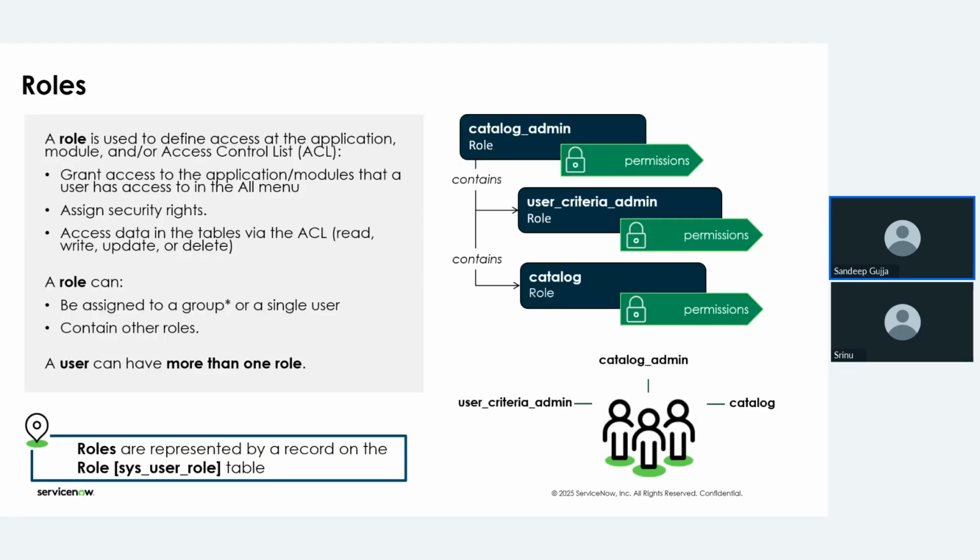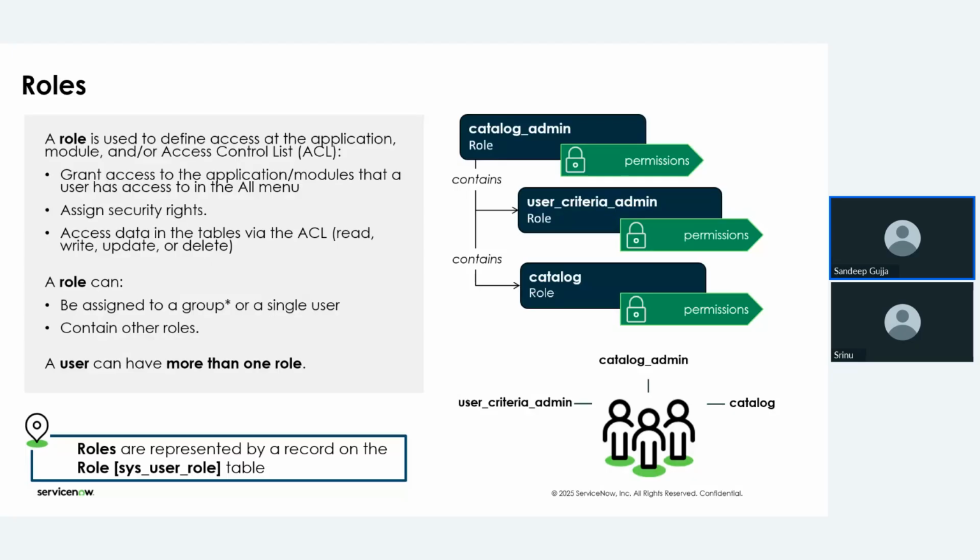Okay. So here, if you see, guys, the role is explained in a very simple way, where a role is used to define access at the application, module, or access control list. So here the role can be defined for an application, for a module, or for the access control list. These three things can be controlled by roles. These are the main points that you need to remember.